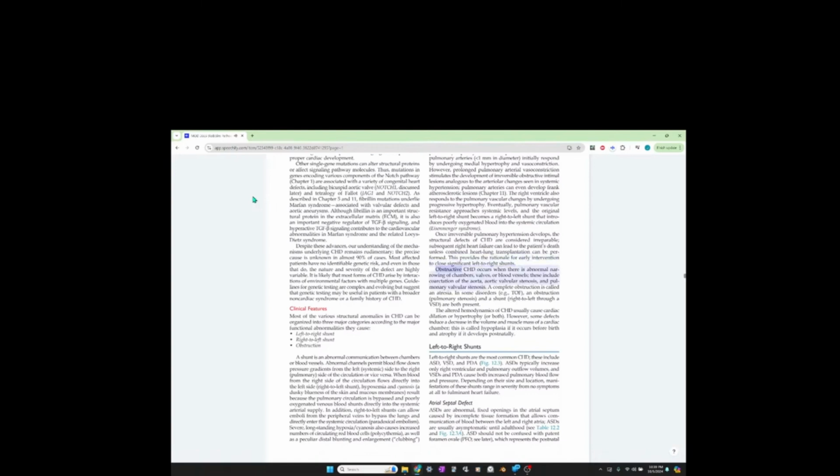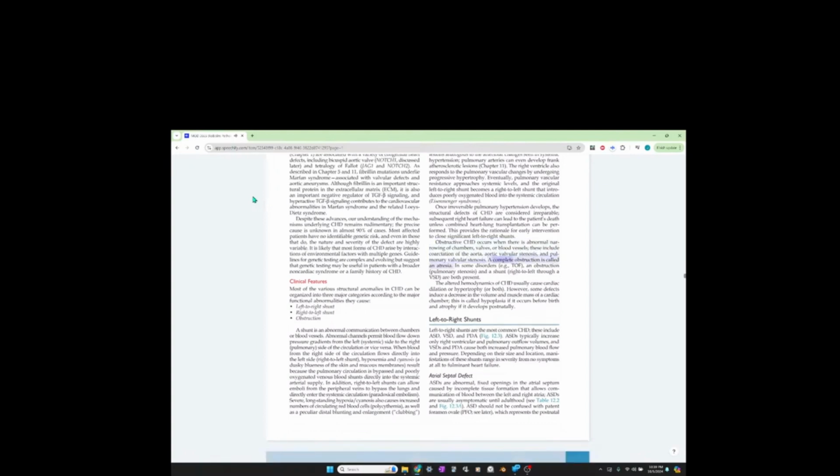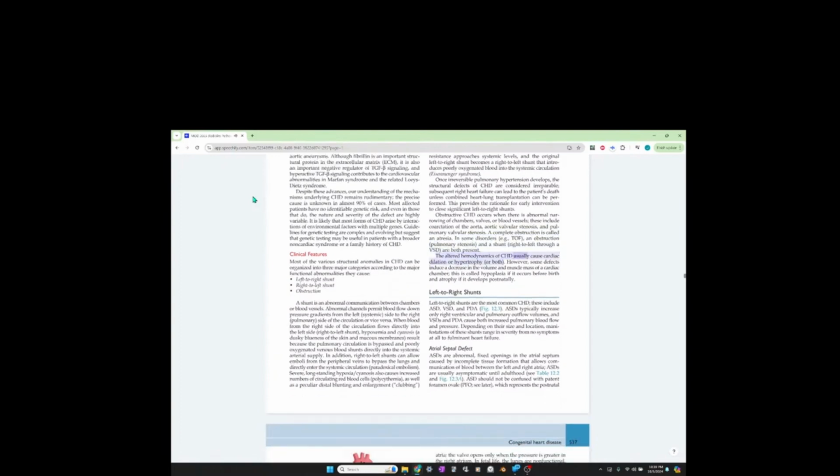Obstructive CHD occurs when there is abnormal narrowing of chambers, valves, or blood vessels. These include coarctation of the aorta, aortic valvular stenosis, and pulmonary valvular stenosis. A complete obstruction is called an atresia. In some disorders, an obstruction and a shunt are both present. The altered hemodynamics of CHD usually cause cardiac dilation or hypertrophy. However, some defects induce a decrease in the volume and muscle mass of the cardiac chamber. This is called hypoplasia if it occurs before birth and atrophy if it develops postnatally.